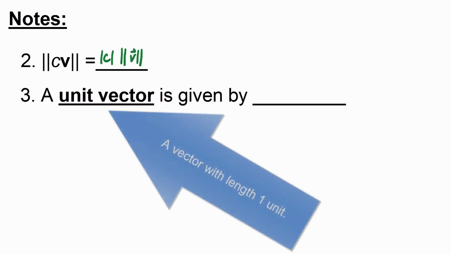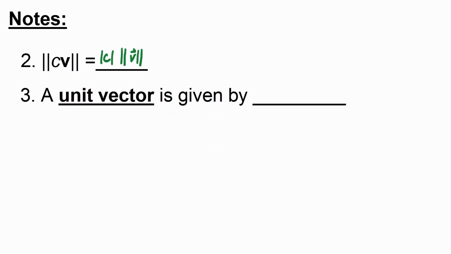It means the magnitude of the vector is 1 unit long. It turns out a unit vector is given by v divided by its magnitude. Okay, but we haven't defined division of vectors. Well, what does it mean when the magnitude of v is a number? When you divide by a number, it's the same as multiplying by that number's reciprocal. So that really means 1 over the magnitude of v times v.